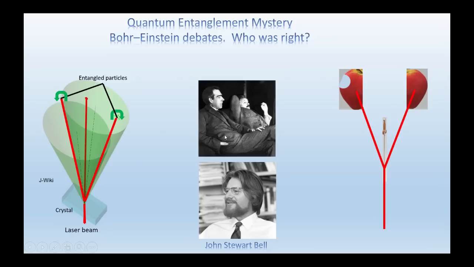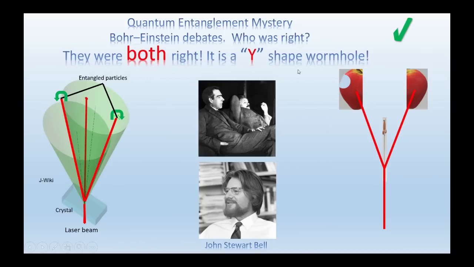However, according to our theory, this is a Y-shaped wormhole. So there is no such thing as before or after, because for the photon these are simultaneous events. The moment of separation and the moment of measurement are identical. Therefore, both of them were correct in their assertions. The experiment can be performed with entangled electrons or other entangled particle pairs, proving that they are also within wormholes.